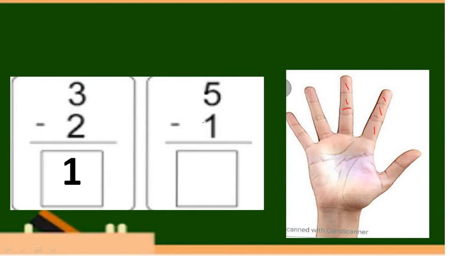Now minus 1 means cross out 1 out of these 5 fingertips. Done? Now see how many fingertips are remaining there. Look at your hand, my dear. 1, 2, 3 and 4. So we can say that 5 minus 1 is equal to 4.